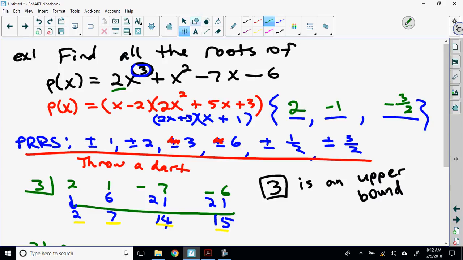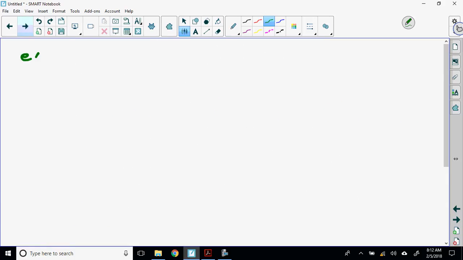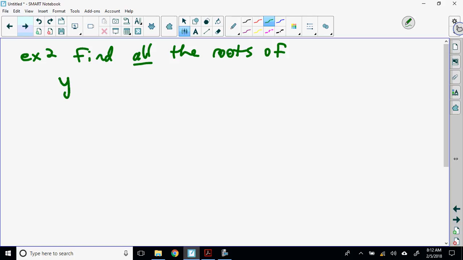So let's try another one. Let's try example 2. Now, I'm in the camp where I like to find all the roots. Some of the directions in the homework might say just find the rational ones. I want to find all the roots of y equals 3x cubed plus 7x squared plus 6x minus 8.